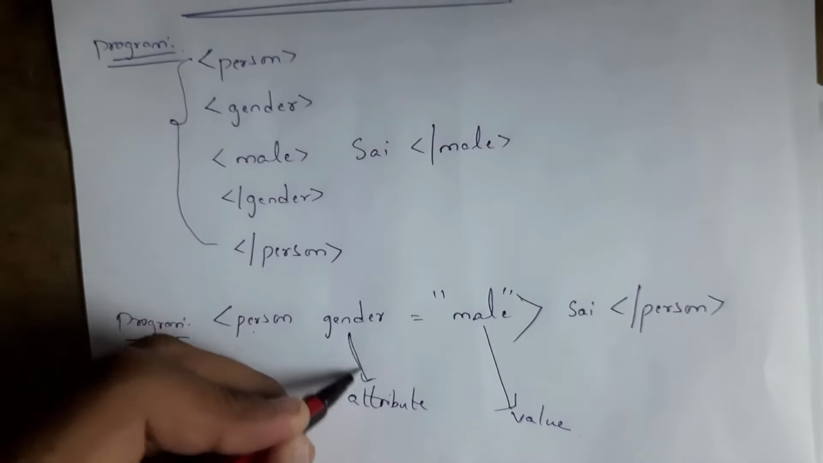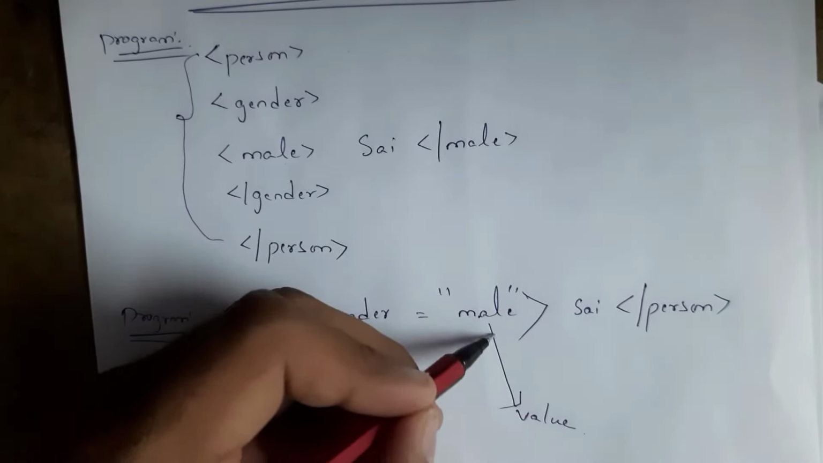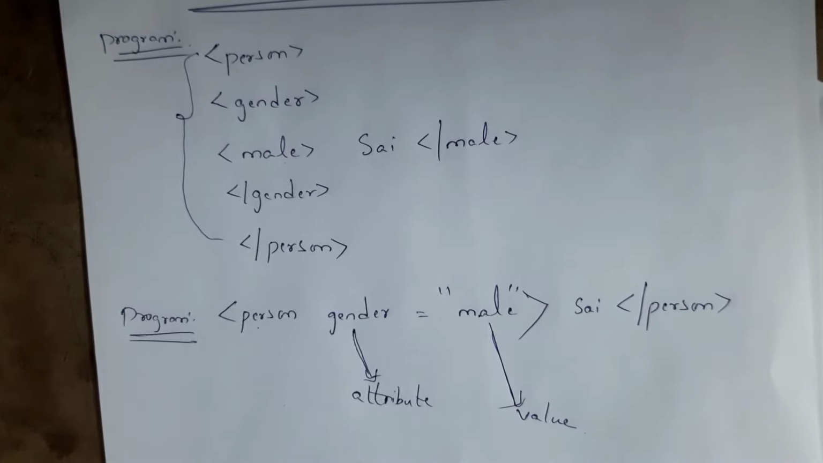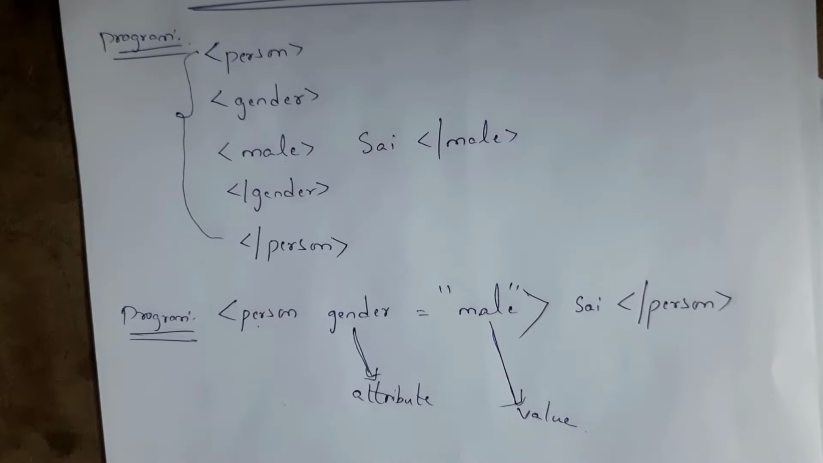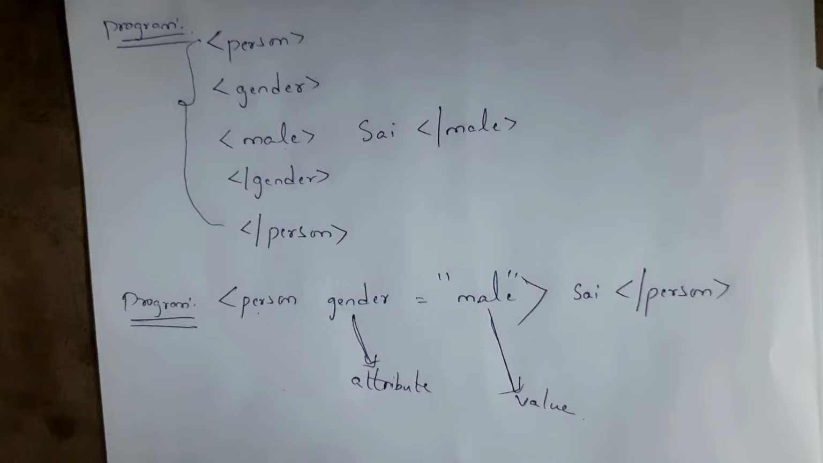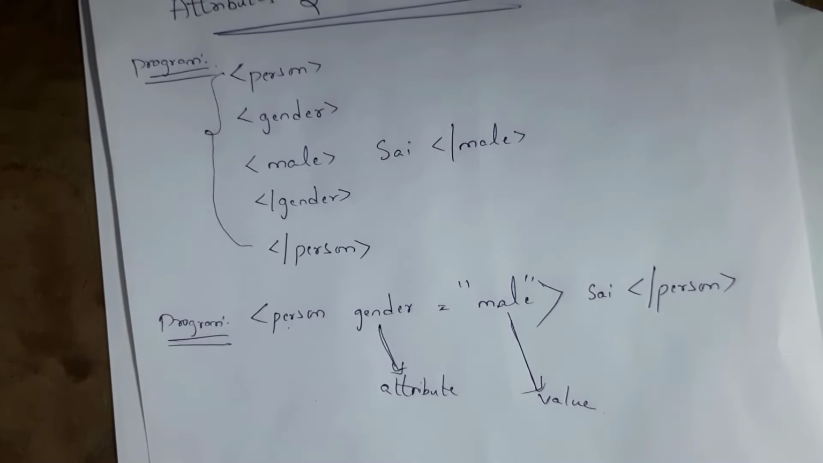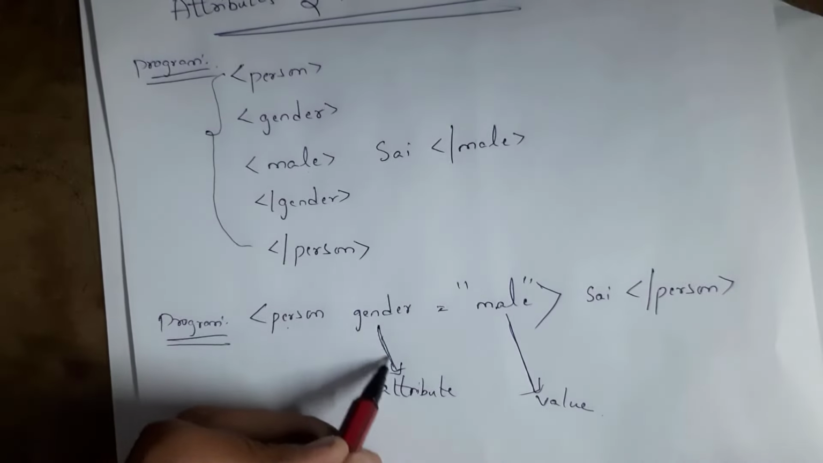This gender is considered as attribute and male is considered as value, and definitely we need to include double quotations for the value. We can also include single quotations. In order to make our program look smaller, we use these attributes and values.